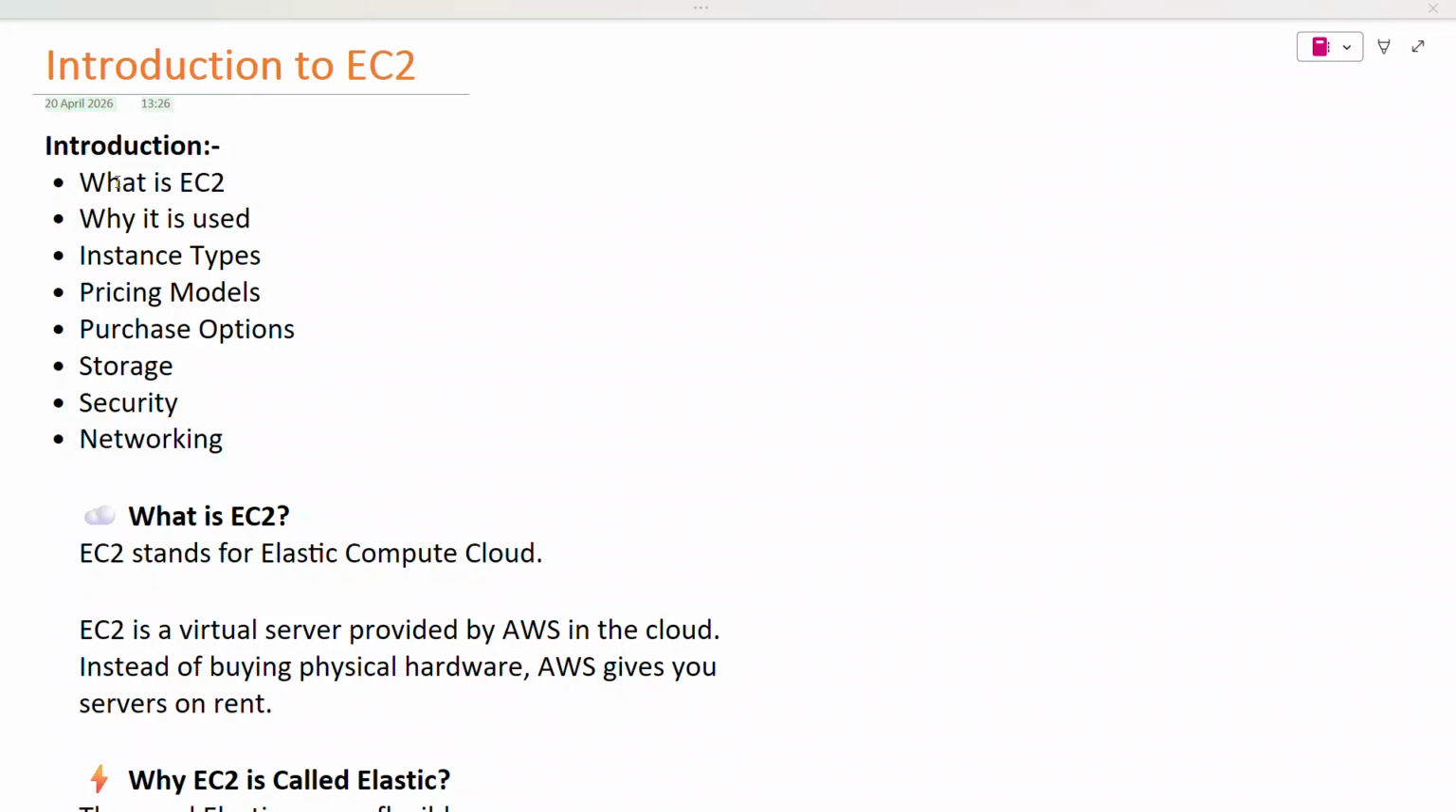Today I've brought to you an important video, a very important service on the AWS platform, that is EC2. EC2 is one service on the AWS console that is used on a very large scale. What is EC2? Why is it used? What are the instance types? What are the pricing models? What are the purchase options? What do you mean by storage and how is it configured with respect to EC2? How do you secure your EC2 instance? And what is networking, and how does networking play an important part when it comes to an EC2 instance? All these things we'll try and discuss in today's session.